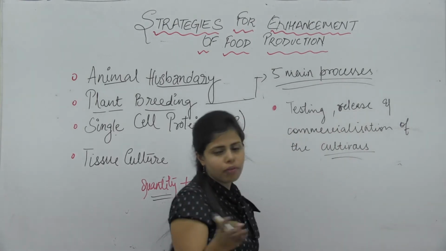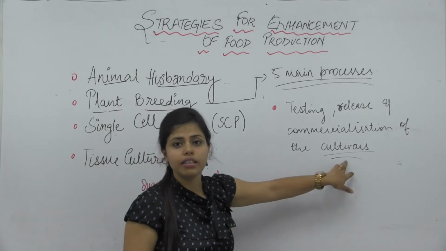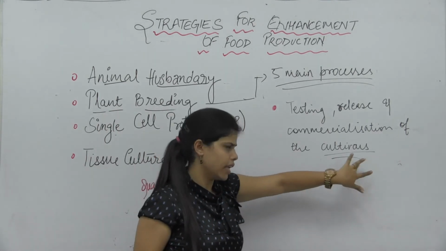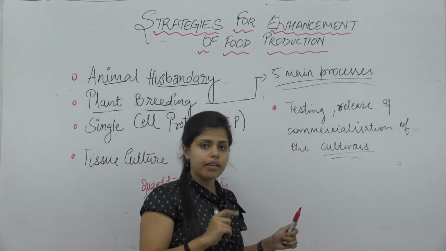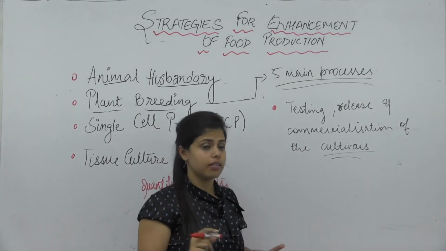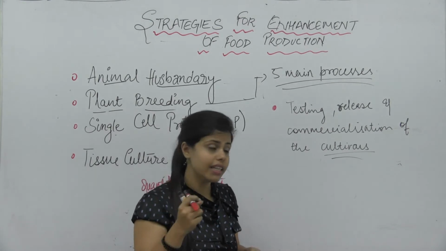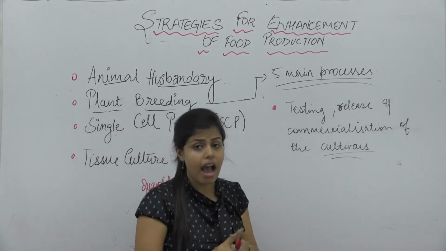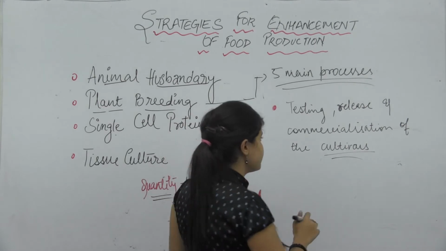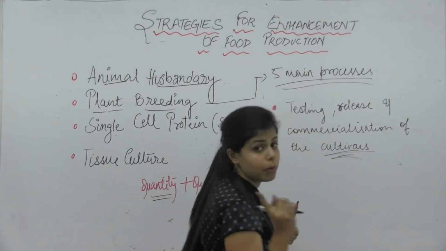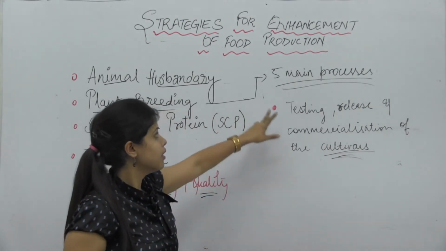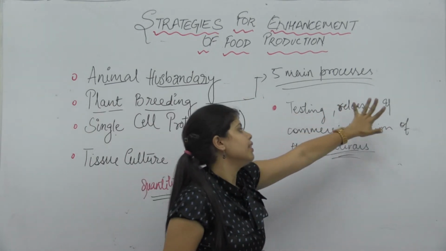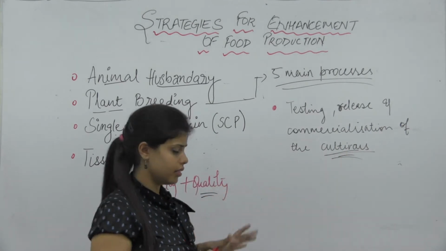Well, people are often confused between the words cultivators and cultivars. I may tell you there's a very basic difference between it. The people who cultivate the crops are known as cultivators, whereas the crops that are cultivated are known as cultivars. I hope you'll remember this point next time, whenever somebody asks you what's the difference between cultivars and cultivators. Yes, so this process is known as testing, release and commercialization of the cultivars.